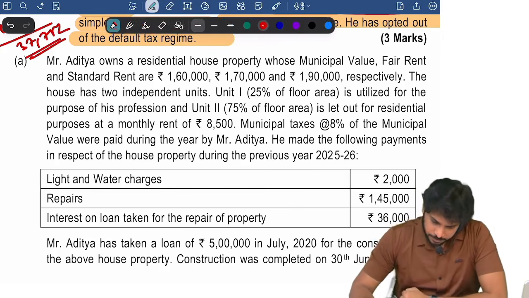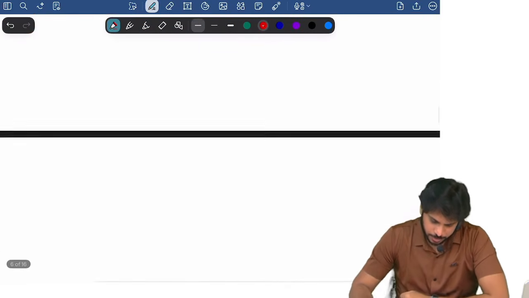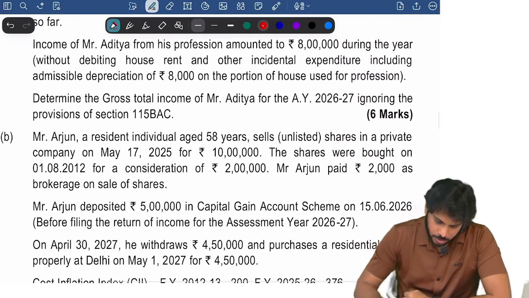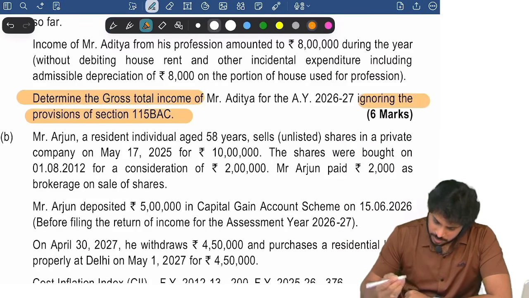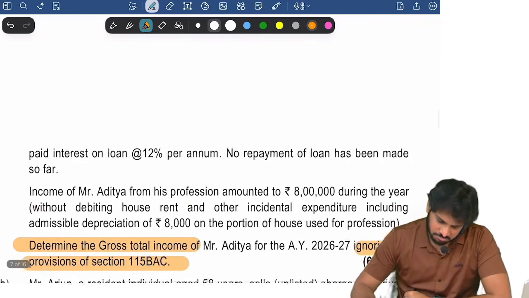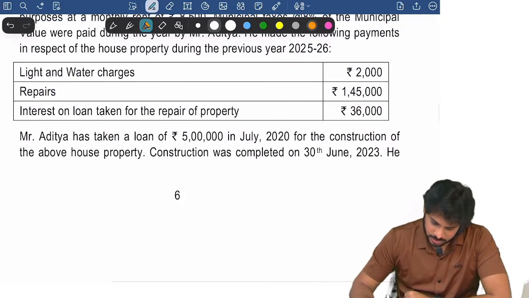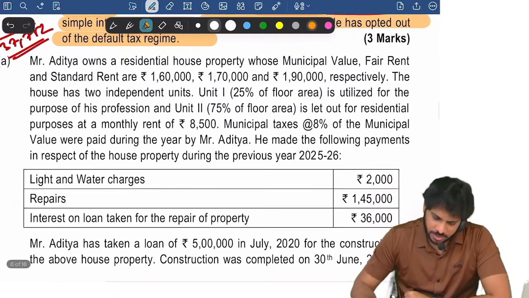Fine, next one. What is this? House property, major income. Okay, gross total income they're asking, ignoring 115, therefore optional tax regime. So many provisions were there, I think, mostly house property only. Okay, no problem.